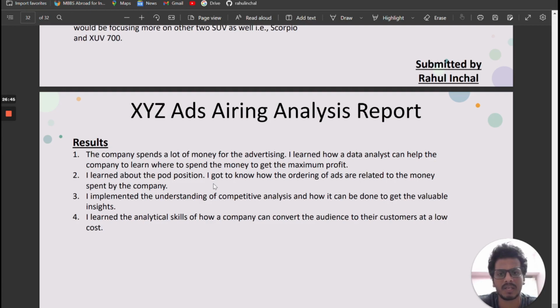So a huge amount of money is being spent, and a huge amount of analysis is going on about where to spend and how to spend. I implemented the understanding of competitiveness analysis and how it can be done to get valuable insight. I learned the analytical skills of how a company can convert the audience to their customers at a low cost. So of course ads are a very good highlighting part, where they can convert their audience into customers.